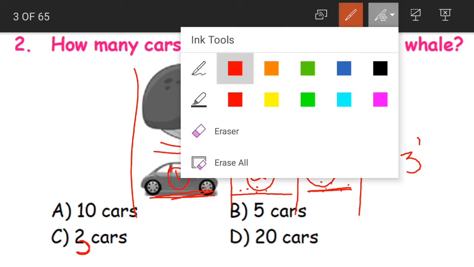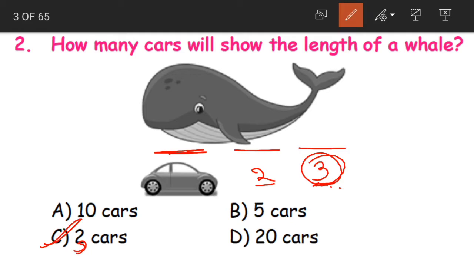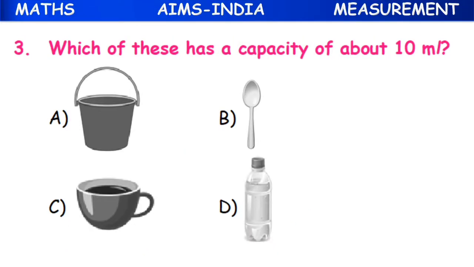Understood children? See, one car is able to cover only this much distance. So to cover the remaining length of the whale, we will need 2 more cars. That is car number 2 and car number 3. So in total 3 cars. Option C, 3 cars will be needed to show the length of the given whale.